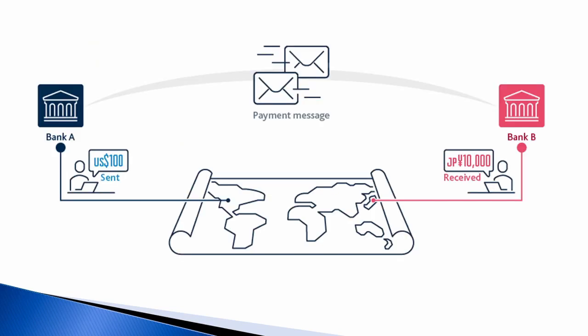In my example, you can see Bank A sent $100 from the US to Japan, and Bank B received it in another currency. This is called cross-border payments.